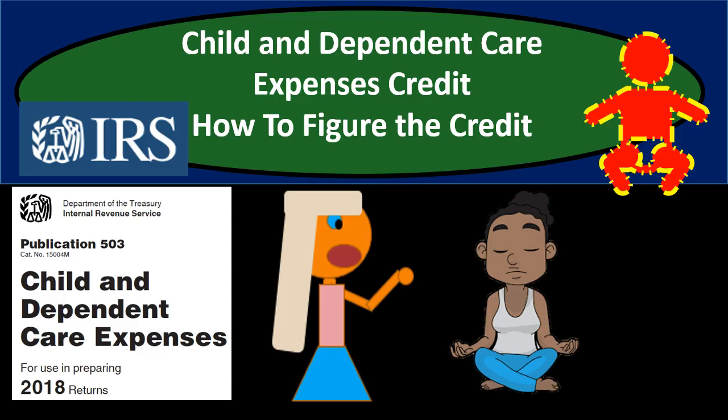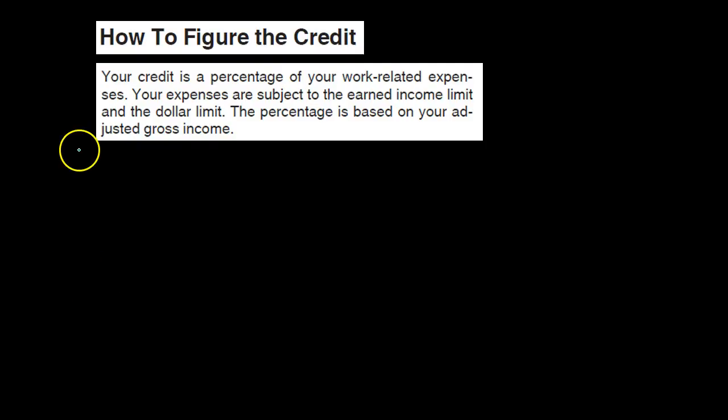In this presentation, we will discuss how to figure the child and dependent care expenses credit. This information is from publication 503. How to figure the credit. Your credit is a percentage of your work-related expenses, so that's one term we're going to have to define.